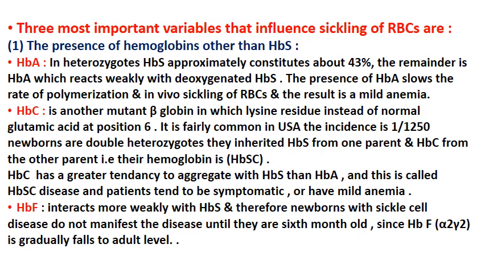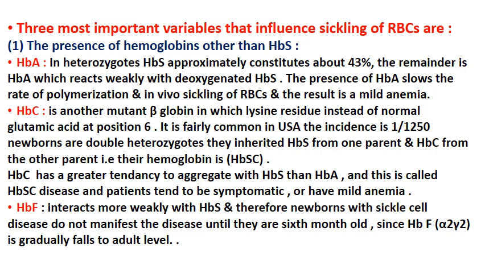There is a percentage, about 1 in 1,250. The other parent contributes hemoglobin C. When this is a heterozygote, inheriting hemoglobin S from one parent and C from the other, the hemoglobin becomes hemoglobin SC. Hemoglobin C has a greater tendency to aggregate with S than hemoglobin A. This is called hemoglobin SC disease, and the patient tends to be more symptomatic but have mild anemia.